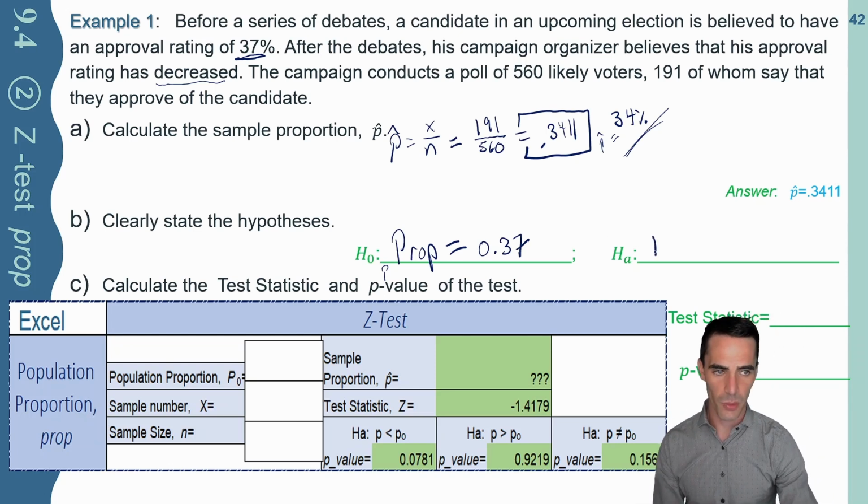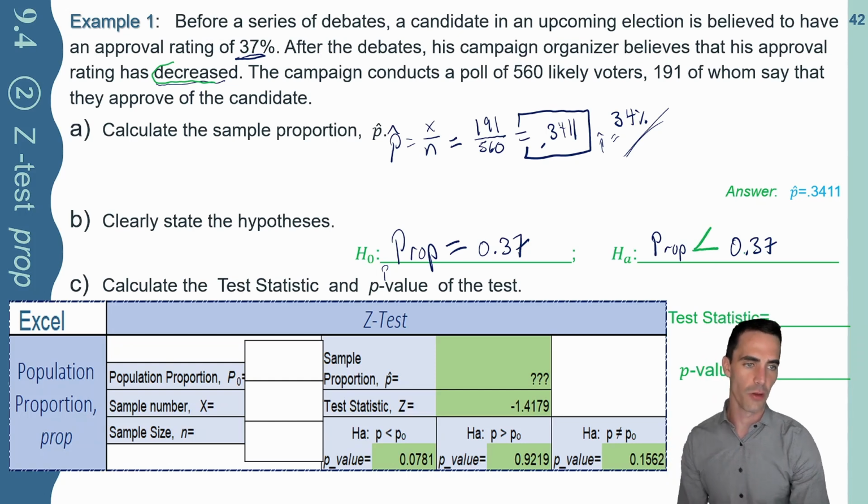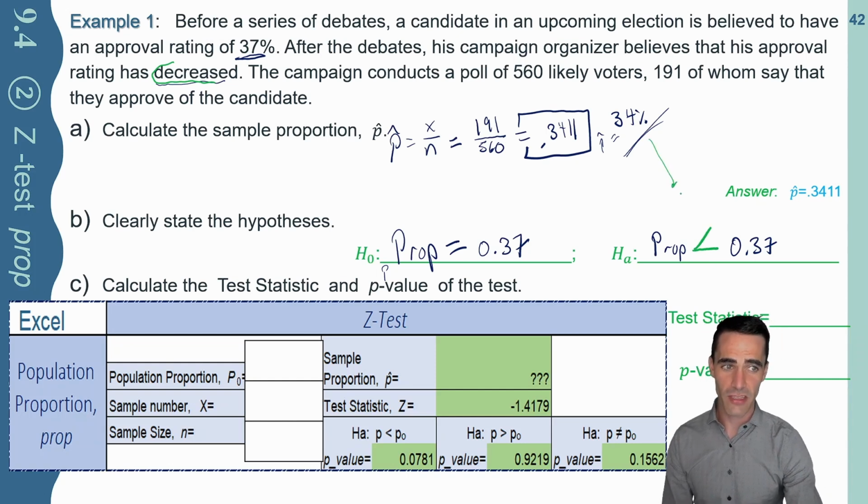Our claim should be relatively similar. I have prop and I have 0.37. Those ingredients stay the same. The one thing we're interested in is kind of change we're trying to show. For this example, we're interested in showing that it's decreased, and so we'll write proportion is less than 0.37. Additionally, your evidence should kind of help point you in that direction.